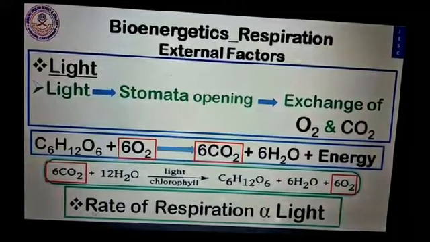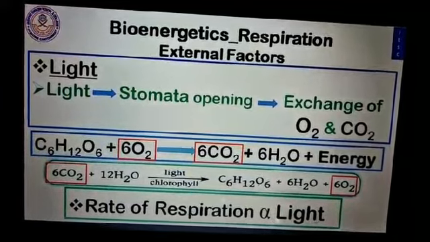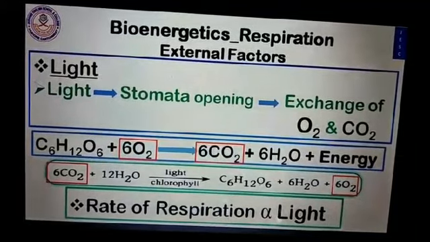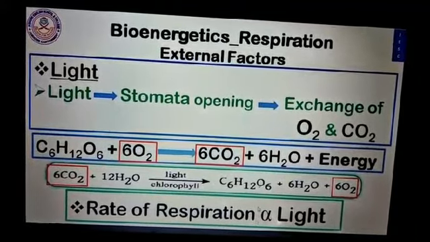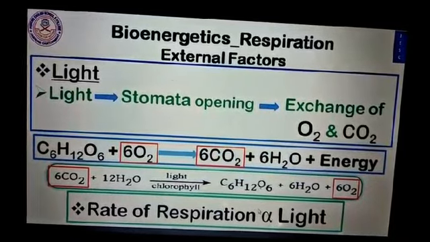So we can say the rate of respiration is also directly proportional to light, because if light increases, then the rate of respiration will also increase. If light decreases, the rate of respiration will also decrease.